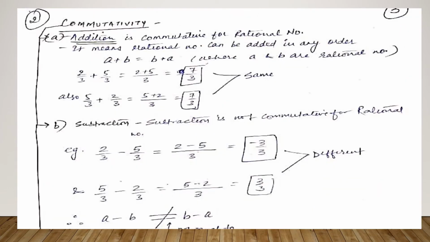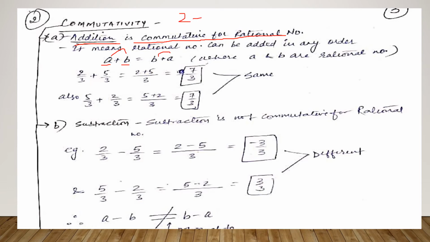Now second property, that is commutativity. What is commutativity? Very simple. Let's see. First of all, addition is commutative for rational numbers. What does this mean? That if you have two rational numbers, suppose a and b, so a plus b will be same as b plus a. It is very simple. Last classes you have done.